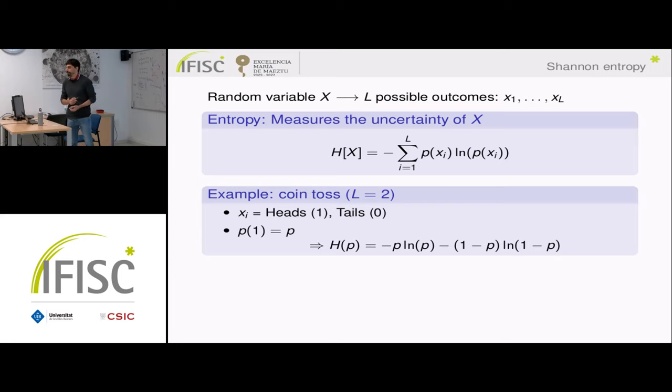The most basic or simple example would be a coin toss, just a binary system with two possible outcomes, heads one and tails zero. In this case, the system is defined by the probability of one of the outcomes, and the entropy is given by this formula, where it's maximum when the probability is equal to a half, meaning that both outcomes have the same probability, and it's zero when the probability is zero or one. In that case, the uncertainty is zero.